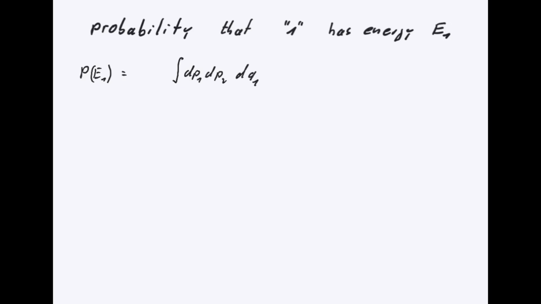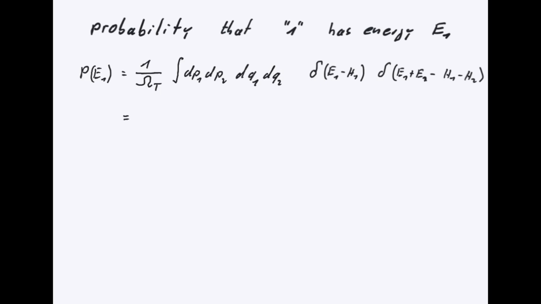In terms of a partition function, this would be the integral on phase space of delta of E1 minus H1, meaning we fix the energy of system 1, times the delta function that the total energy E1 plus E2 equals the total Hamiltonian H1 plus H2, divided by the total partition function.